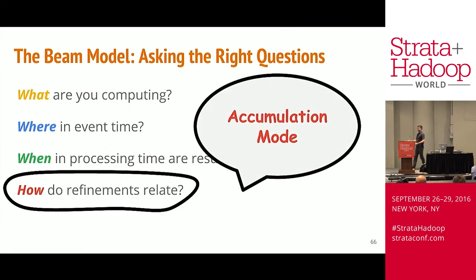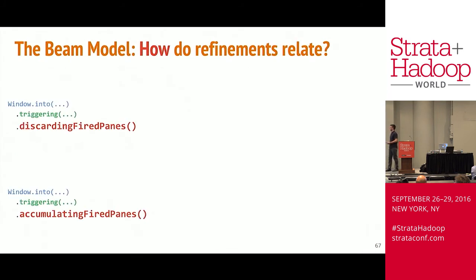Now, really quick, I'm going to talk about the accumulation mode, which is how these refinements relate. I've got a trigger, it's going to output a bunch of revisions for the output per window, and then downstream I need to know what to do with those. In Beam currently there are two supported modes: discarding mode and accumulating mode.